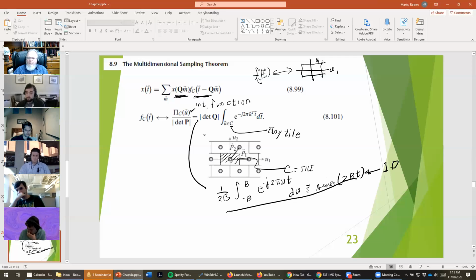In 2D, we have a straightforward extension. Instead of the 1 over 2b, what is 1 over 2b? That's 1 over the Nyquist rate, right? What is the determinant of Q? That's 1 over the Nyquist rate, or the Nyquist density, I should say, times the integral over a tile. So we're integrating over a tile instead of minus b to b. That's the one-dimensional tile. Times the Fourier kernel. So that's the multidimensional Fourier transform.